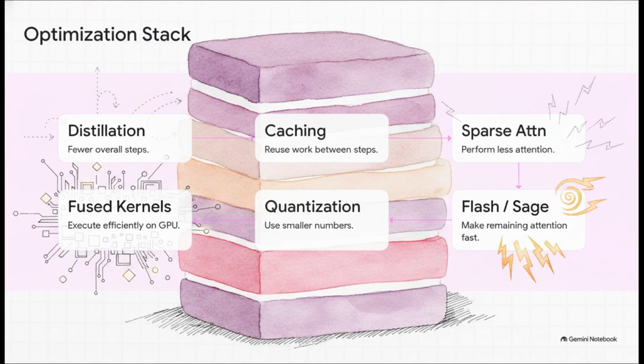Because when you stack these techniques together, you can see how they build. This stack proves these are absolutely not competing techniques. It's a compounding layer cake. You run fewer steps, you reuse work in the steps you do run, skip unnecessary interactions, calculate what's left incredibly fast with smaller numbers, and wrap it all up in custom GPU commands. Stacked together, this is exactly what creates an aggressively optimized lightning-fast video model.